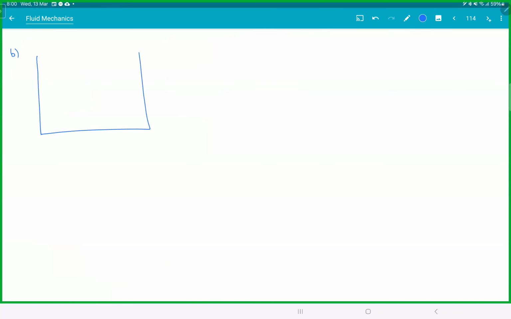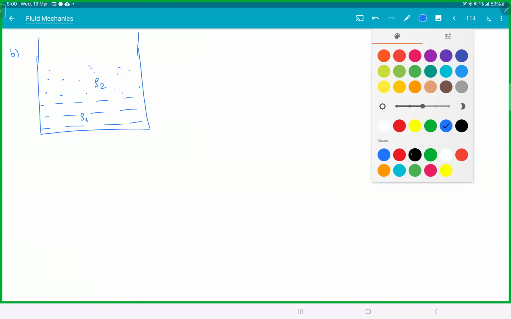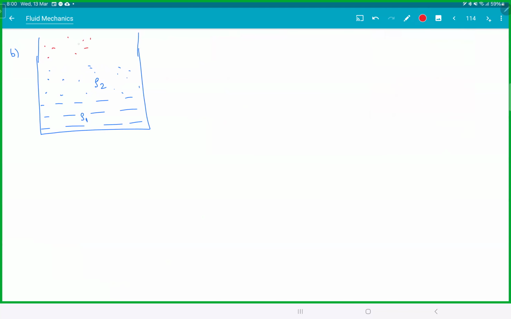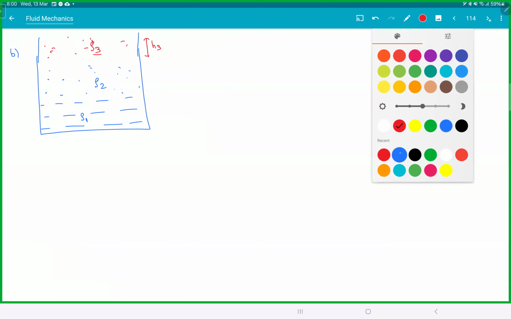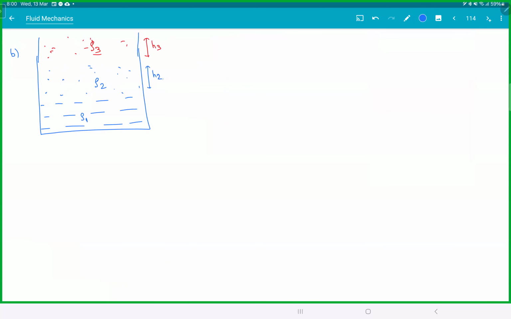Suppose I take a container, and let's say there's a liquid here, rho 1, and a liquid here, rho 2, and let's say there is a liquid here, rho 3, whose heights are h3, h2, and h1, and let's say you made a small hole here.